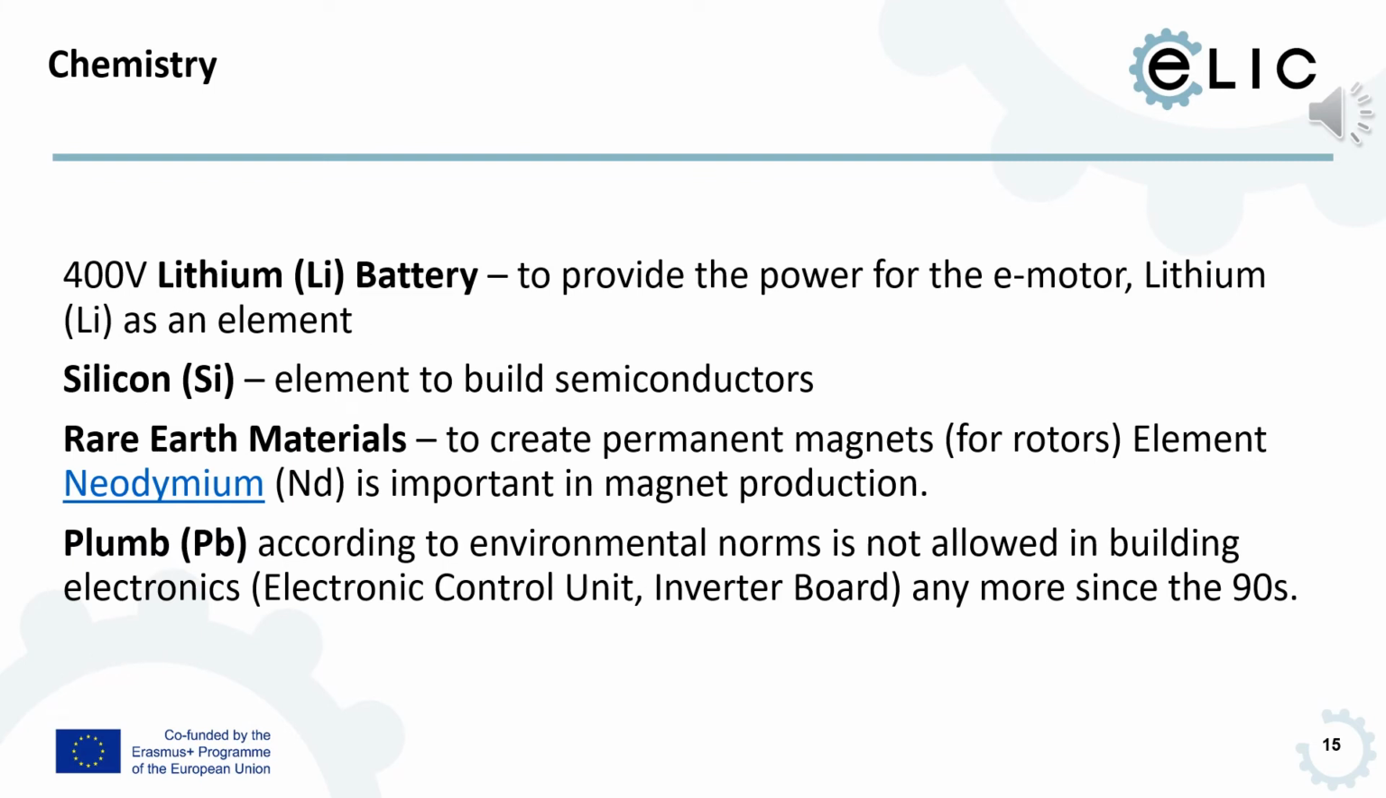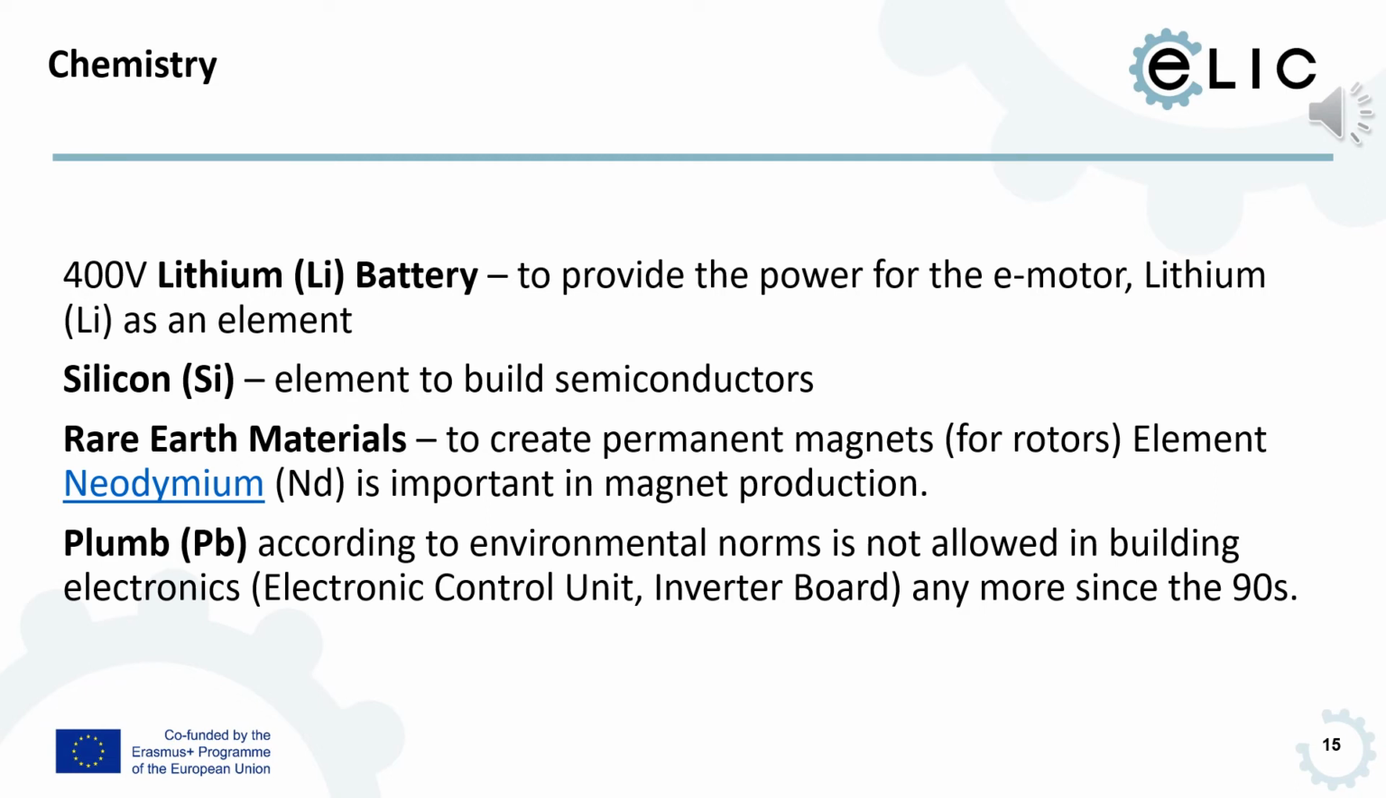Then we have chemistry. The motor uses a 400 volt lithium ion battery to provide the power for the e-motor. And also lithium is an element which needs to be discussed. We have silicon. Silicon is an element to build the semiconductors. Especially we have rare earth materials, because the rotors must be strong permanent magnets, and to build a rotor we usually use rare earth materials. Here only one of them, neodymium, is mentioned, but there are a lot of different ones.